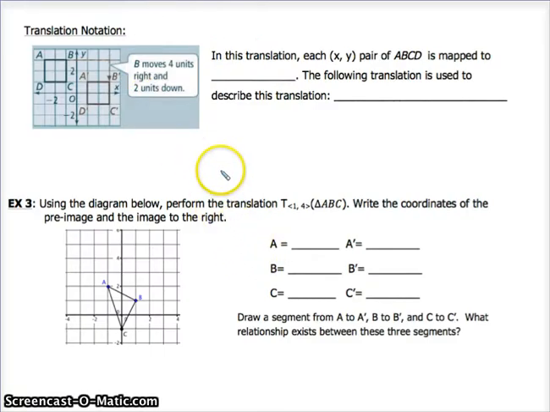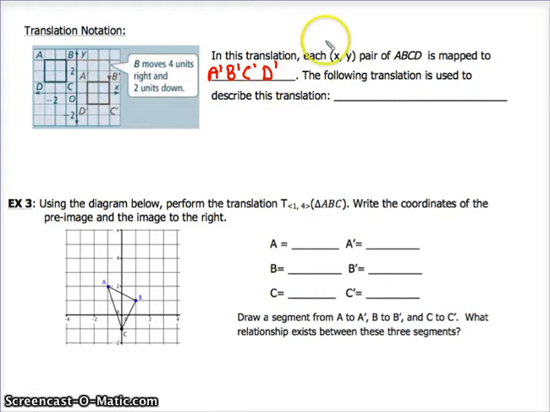Again, with the translation notation here, I've got my original figure ABCD, and I know it's the original because it doesn't have any tick marks, there's no primes. Then my new figure down here is A prime, B prime, C prime, and D prime. So in this translation, the figure has been moved 4 units to the right and 2 units down. Each ordered pair of ABCD is mapped to A prime, B prime, C prime, D prime. The following translation is used to describe this translation.